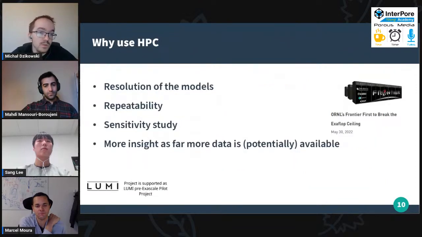Okay, we use the LUMI supercomputer because we can do big models, we can repeat the simulations, we can do sensitivity studies. We didn't do that, but that's a possibility. And we have a lot more data, so the time resolution of the simulation is potentially much higher than the resolution that you can get from the experiment in most CT machines.